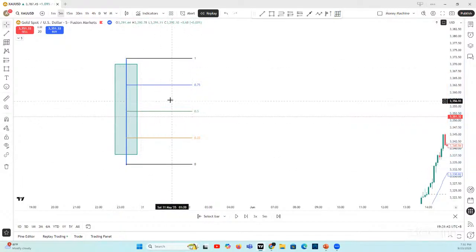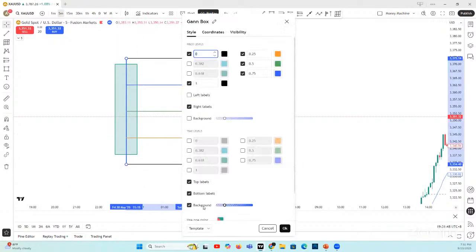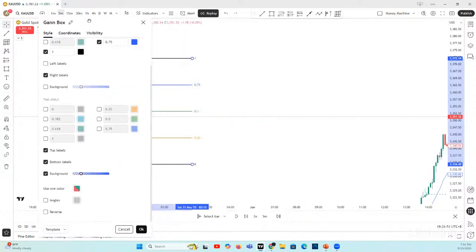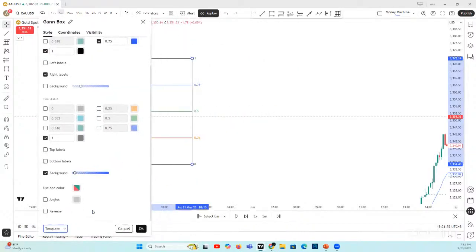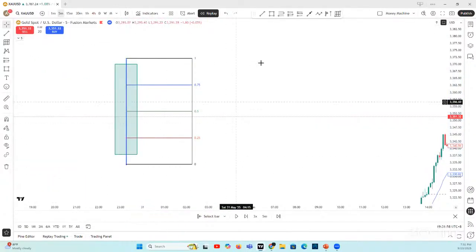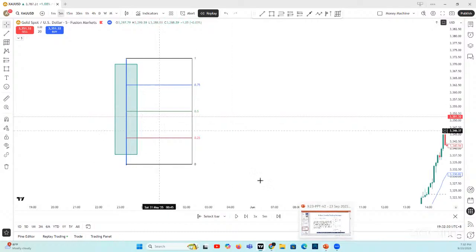Okay, that's my gunbox. Yeah, that's my gunbox. My half point is green, 0.5. 0.75 is blue, and 0.25 is red. So I made these colors because, as I will explain to you later on in the slide, why.